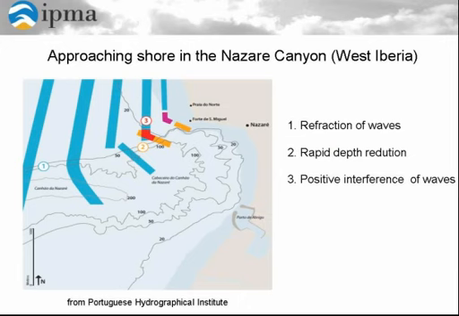But this is quite complex here because you have more processes, not only the refraction process. You have rapid depth reduction and the positive interferences of waves. You can see the rapid depth reduction. For instance, here you see the isobaths quite close. This is an overtopping of a topographical step, and that leads to a reduction of the wavelength and the growth of height.